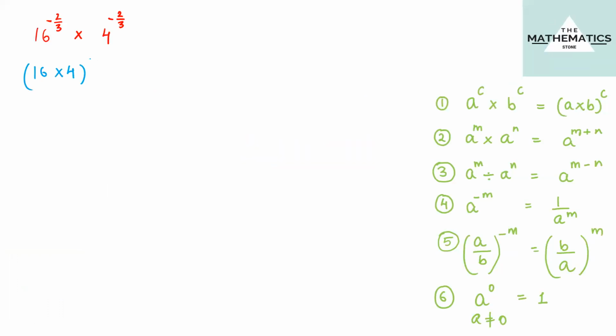Combine the bases and then write negative 2 over 3. Now, what is 16 times 4? That's right, it's 64. Now 64 raised to negative 2 over 3. This is something that we have already covered in the first video. So what you'll do now is make the prime factorization of 64.